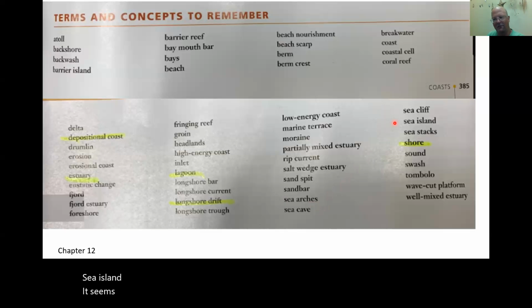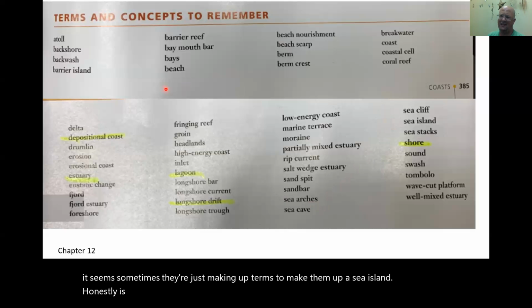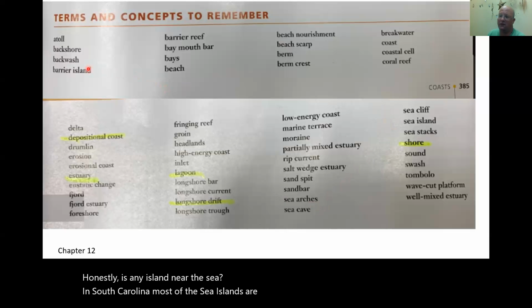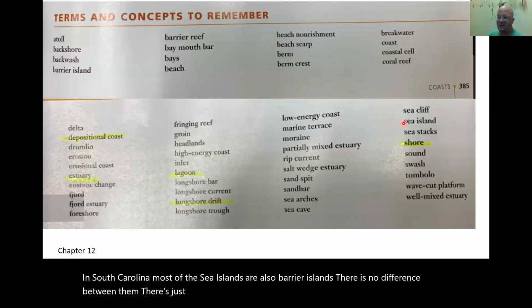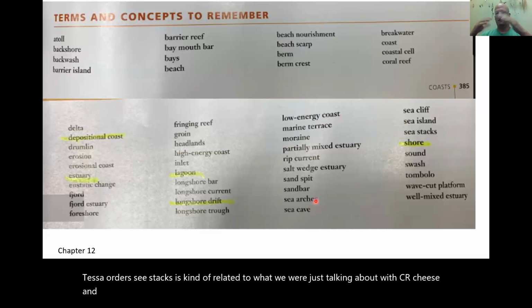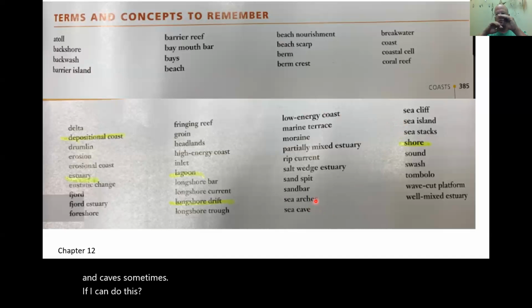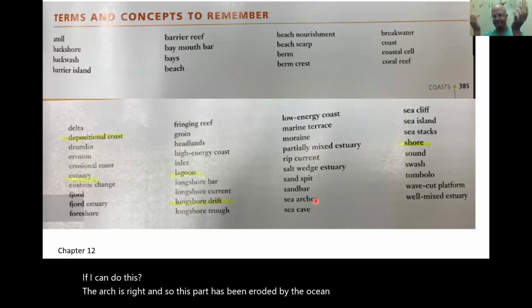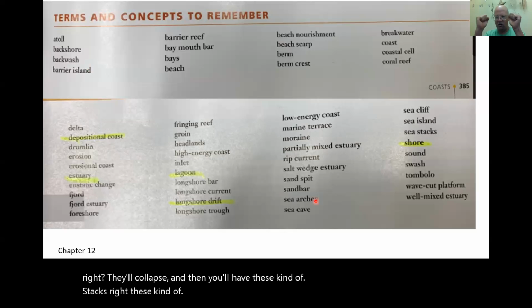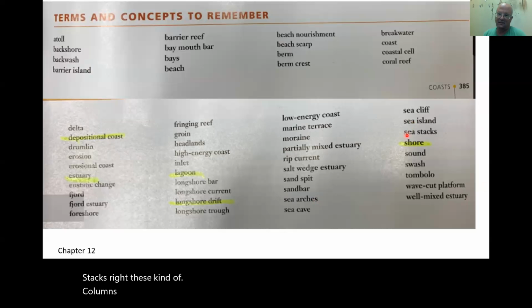Sea island. It seems sometimes they're just making up terms. A sea island, honestly, is any island near the sea. In South Carolina, most of the sea islands are also barrier islands. There's no difference between them. They're just an island that's at the ocean. That's all it is. Sea stacks are related to what we were just talking about with sea arches and sea caves. Sometimes the arches, this part's been eroded by the ocean, will collapse. And then you'll have these columns of rocks, and these are called sea stacks.